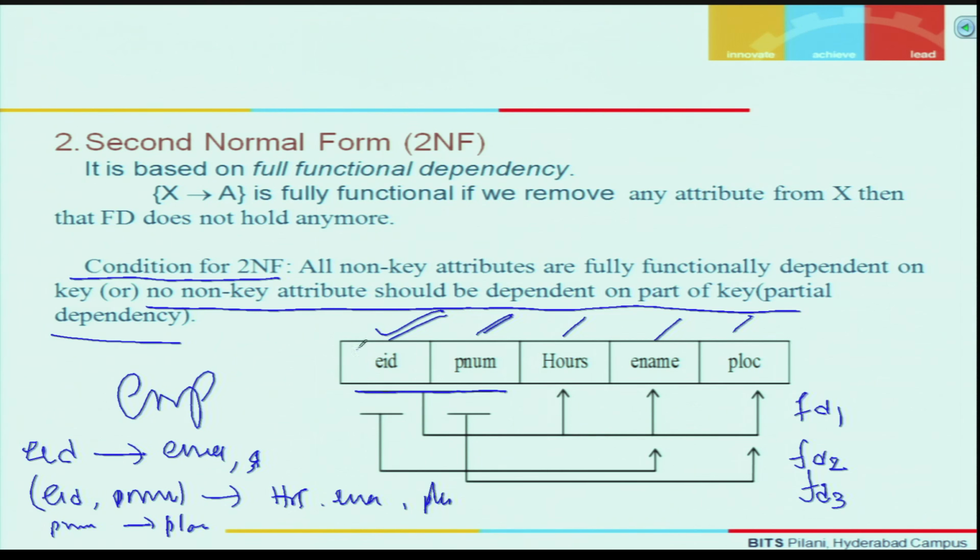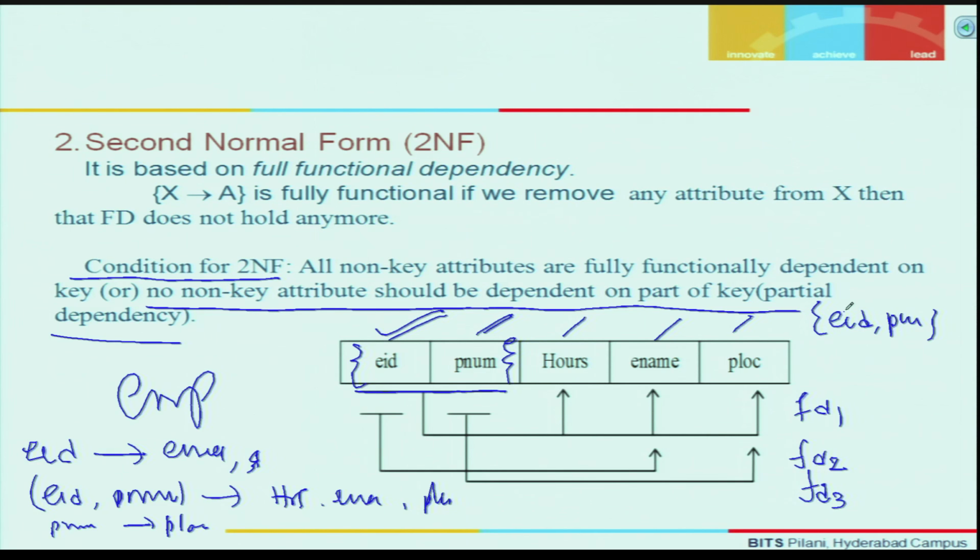But the combination of employee ID and pnum can determine hours, ename and p-location. If a set of attributes or a single attribute can determine all other attributes, then it can be called a key. So that is why for this relation the combination of EID and pnum becomes the key. Now let us check whether it is in 1NF or not.